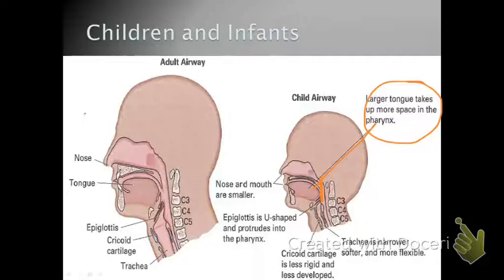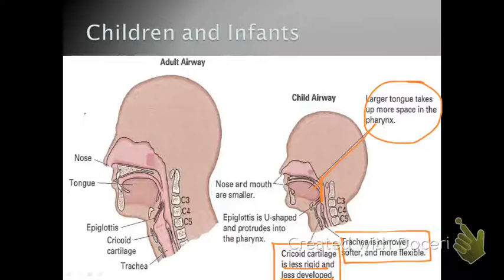Whereas in our adults, we can open up the airway or tilt the head back as far as we would like without having to worry about blocking off the trachea as well. And so other things that we could look at is, we said the trachea is definitely more narrow and flexible. Then we have the cricoid cartilage, which we'll do in lab. It's less rigid and less developed. So again, it is more susceptible to fracture. It's more susceptible to being injured when we open up the airway.